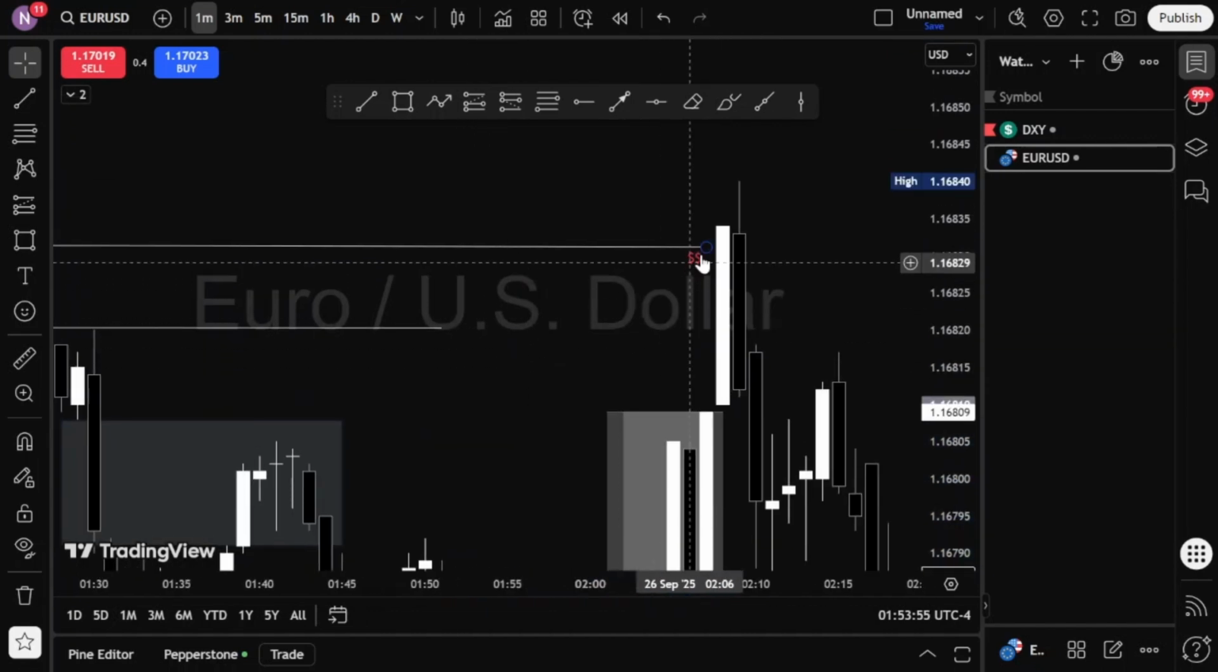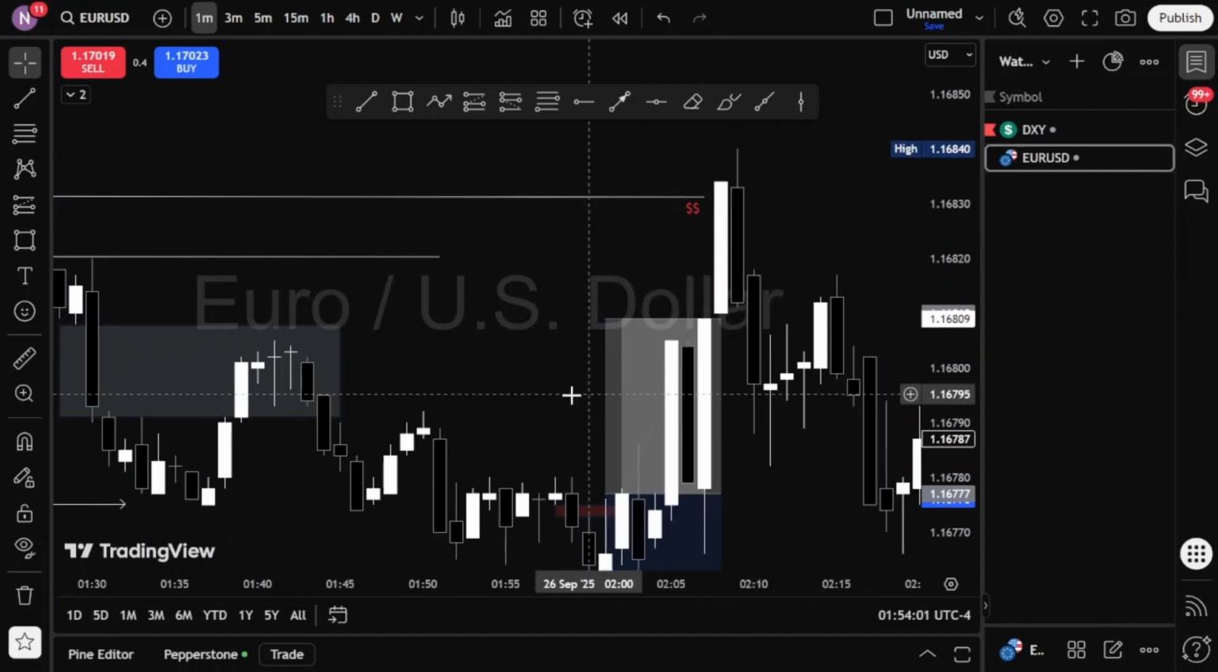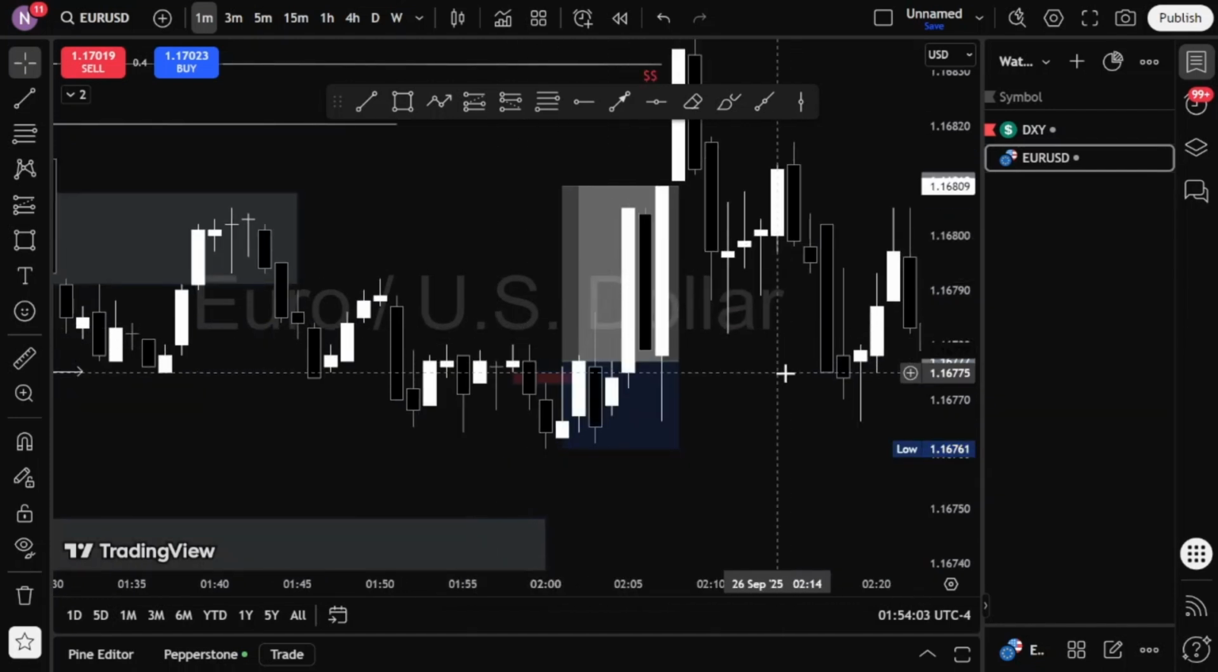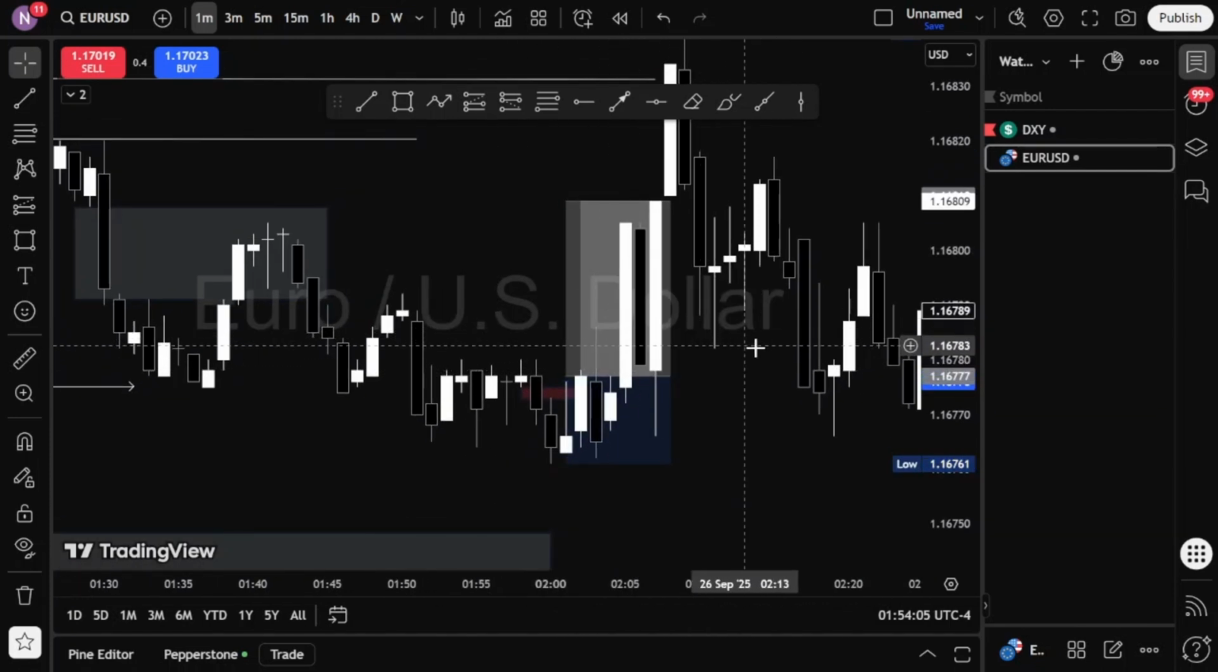So this was the 1 hour bearish fair value gap liquidity that I was expecting the market to take out. So the market tapped into it. I was just expecting a 1:2 trade. So the market first tapped into my take profit.